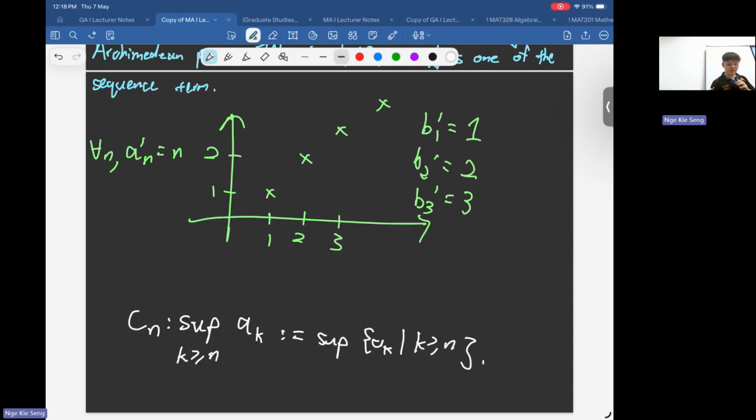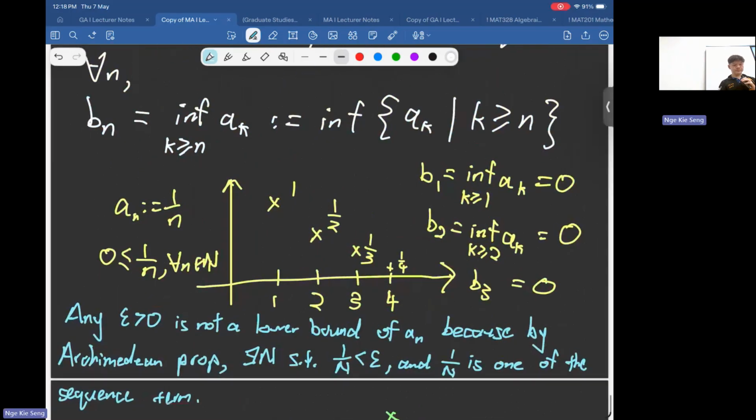Maybe in this case, we can look at the examples again. In this example, what is C1? What do you think? What is C1 here? You want to try? Supremum. Typically, the answer cannot be "don't want".